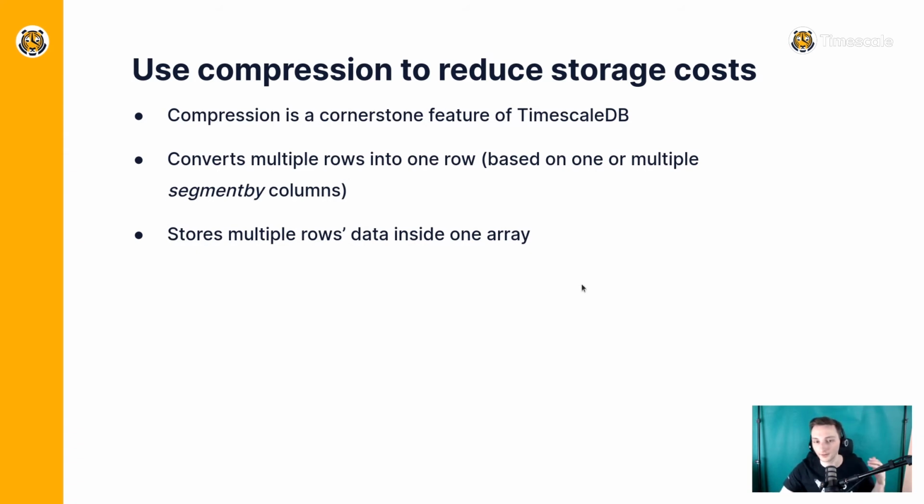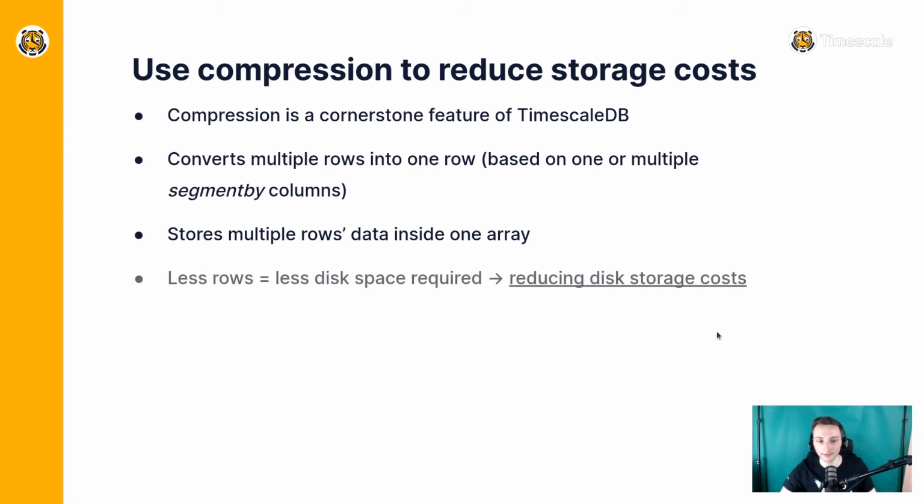And what ends up happening is that because you store fewer rows after compression, that means less disk space will be required, because fewer rows require less disk space, and ultimately it will reduce your disk storage costs if you have any. And that's what happens on a high level.